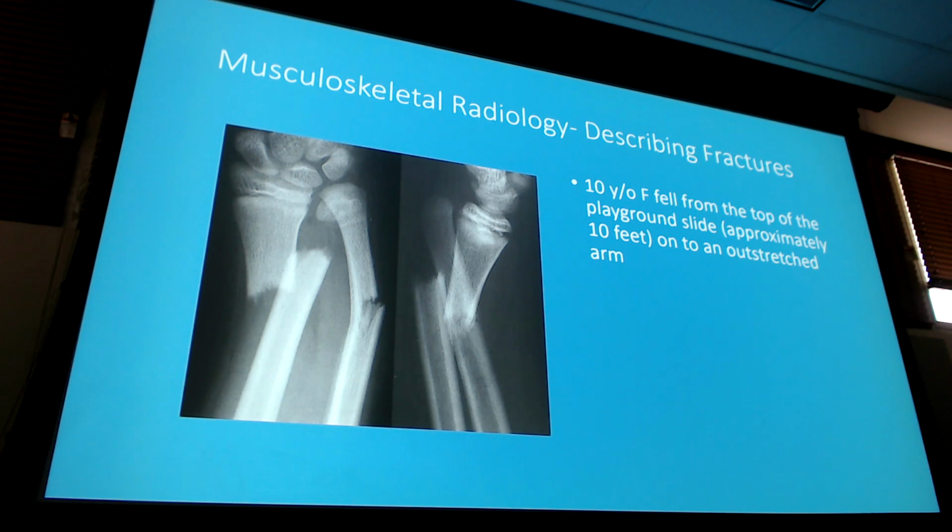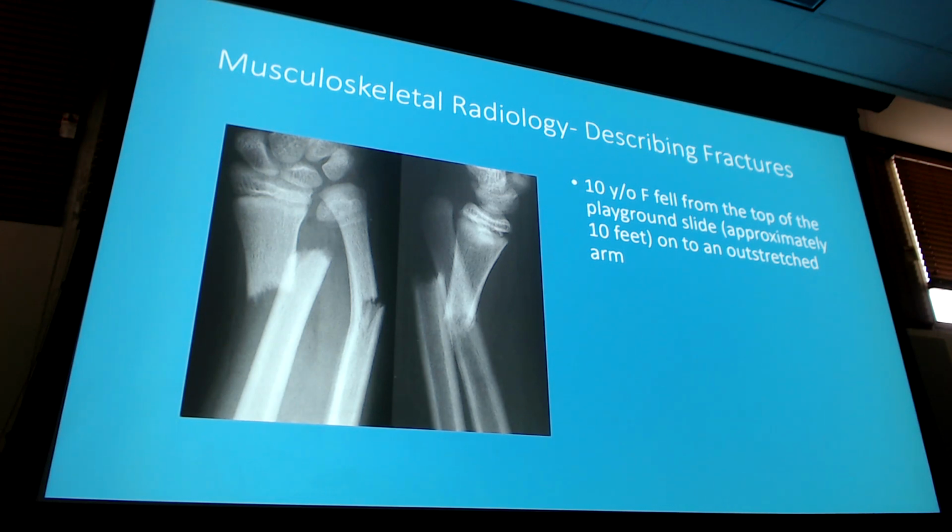So good, we got a simple radial fracture that's shortened, distal. Thank you for doing the region of the bone. All right, what else we got? Ulnar greenstick, okay. I heard ulnar greenstick right there. Good. What else? Anybody see anything else?